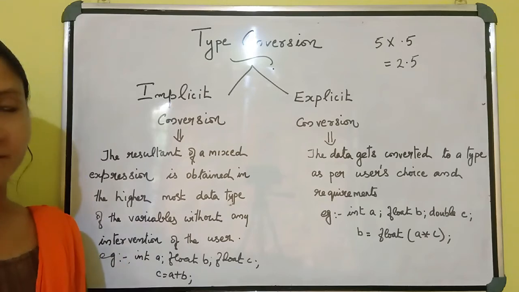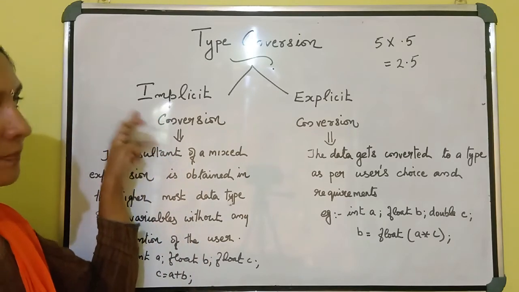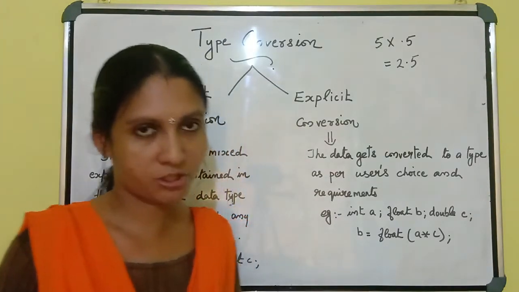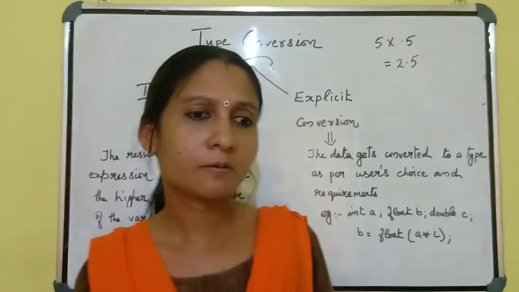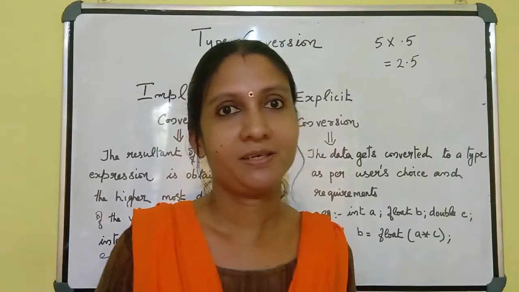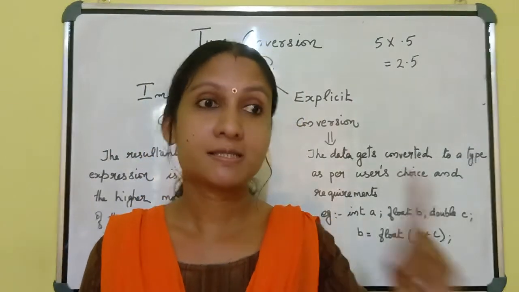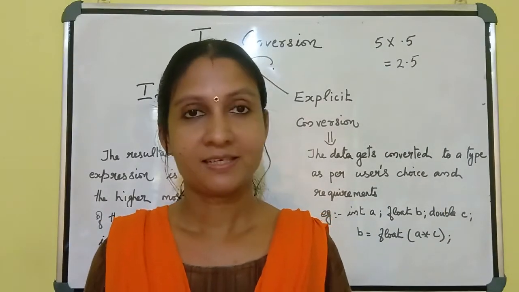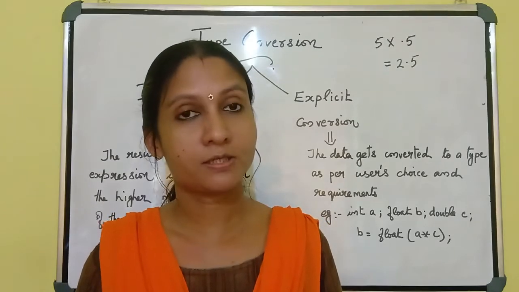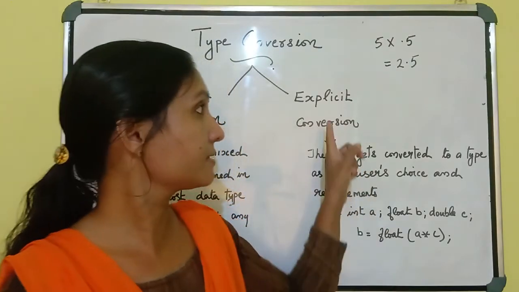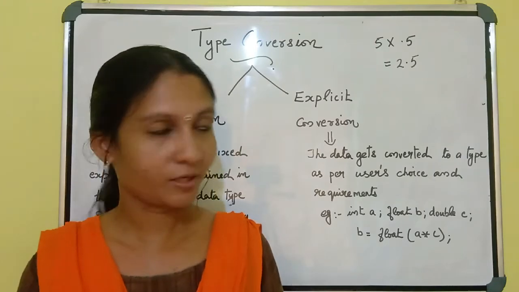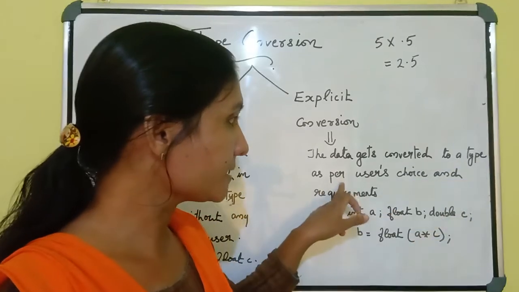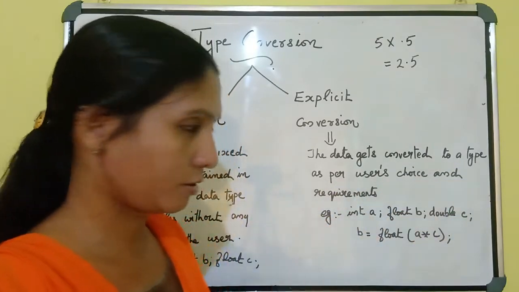Automatically it will happen. That type is called implicit conversion. And what is meant by explicit conversion? We want to convert one big data type to a small data type. Then at that time we need to say which data type you need to convert. That you should say. That type of conversion is known as explicit conversion. The data gets converted to a type as per the user's choice and requirements.